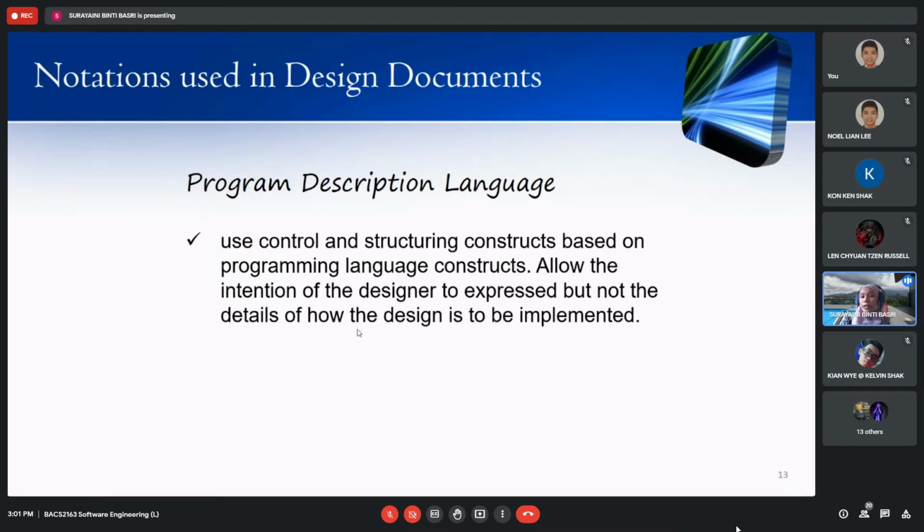Here it is like pseudocode. The example of this is pseudocode, where you use some of the words from programming, for example if else. In your pseudocode usually you will use that kind of words, right? So who here is actually familiar with pseudocode?